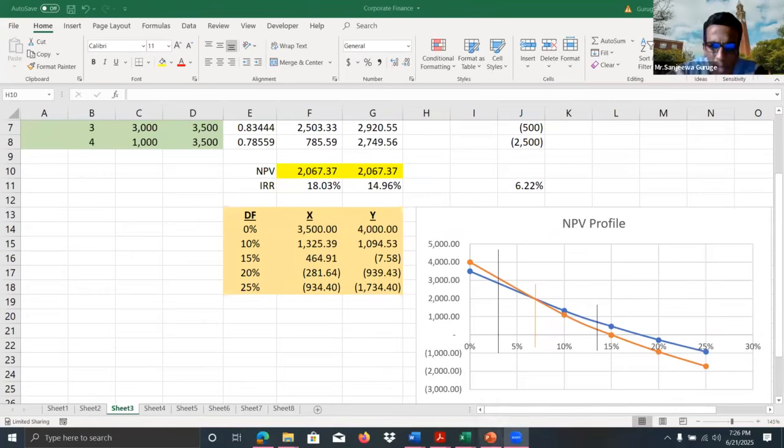So, okay, and there was a question: can you show again how you got 6.22%? Okay, I'll show that. And there was another question: how can we come to the decision using the NPV profile? Like choosing the project or not.